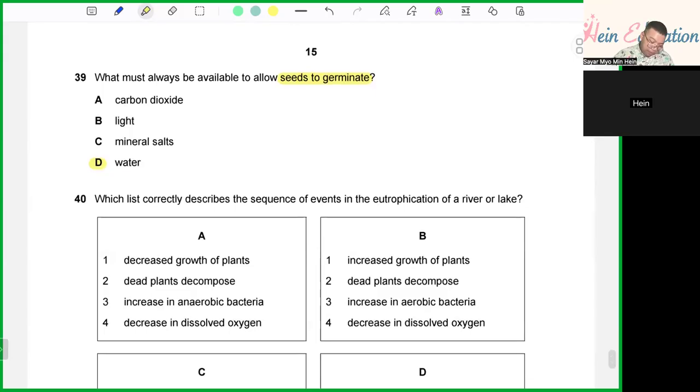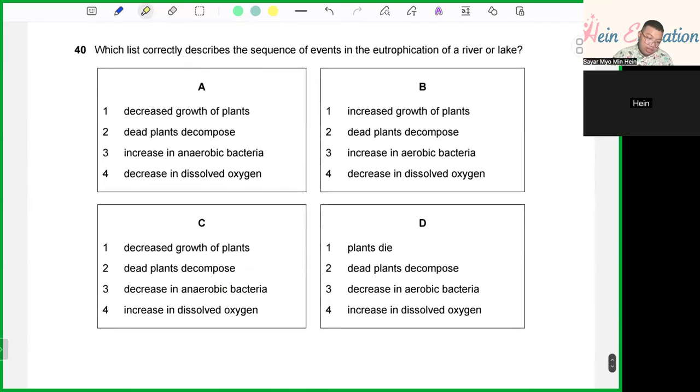And last in this paper, which list correctly describes the sequence of events of eutrophication? So eutrophication: decreased growth of plants, dead plants decompose, increase, no, this is not correct. So A is not correct. Increased growth of plants, okay, and then those plants decompose, okay, and increase in aerobic bacteria and decrease in dissolved oxygen. Okay, this might be it. Decreased growth of plants, no, no. And then plants die, dead plants decompose, decrease, no, this one is not. So the answer is B.